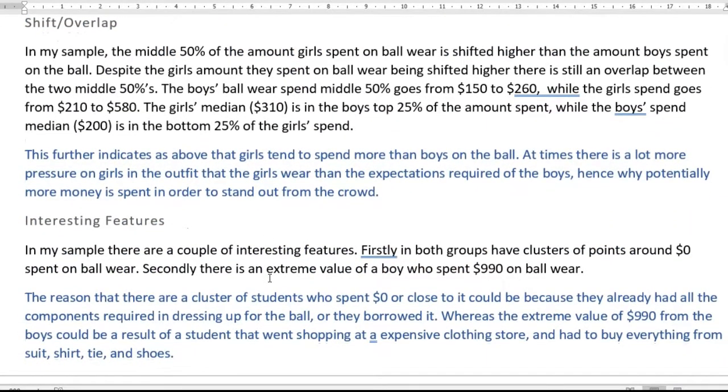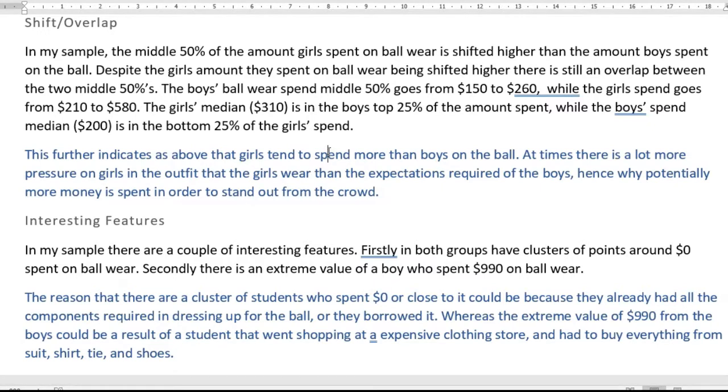Shift and overlap. That's talking about how the middle 50% overlap, and is one of them shifted higher. So in there I talk about, yep, the girls' middle 50% is shifted higher, and I give some numbers to back that up. Doing so in context, so giving the dollar amount, and also talking about ball wear constantly throughout. And I just say this further goes to prove a point, and give some other reasons for that. This might be the case as well.